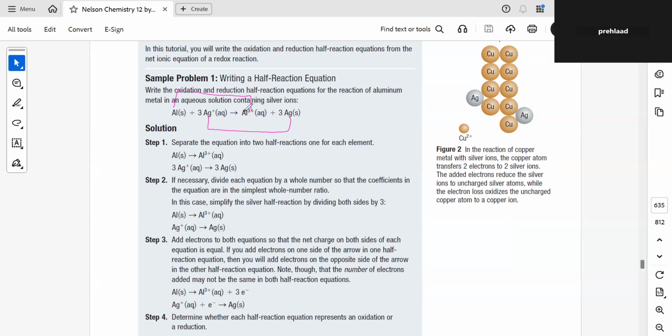Aluminum goes from 0; it has lost electrons. Yes, it's loss of electrons. That is oxidation, LEO: loss of electrons is oxidation. And silver is gaining the electron, gain of electron, right?